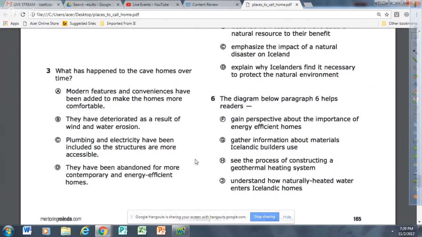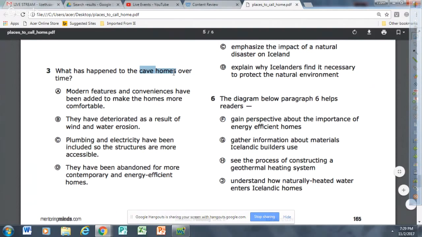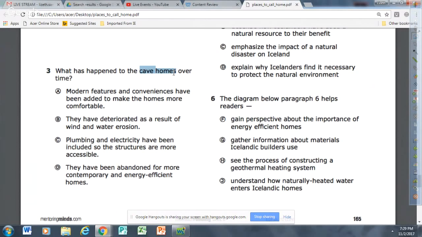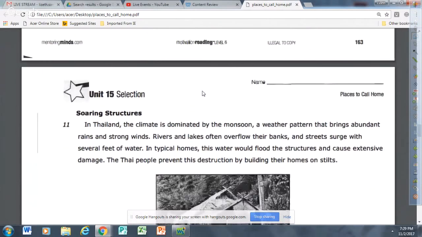So let's look at number 3. Number 3, what has happened to cave homes over time? So I know this is about cave homes, and this is what happened over time. That means it started off one way, and now as time has passed, it has changed. So let me go back to the section that talks about cave homes. You also have a copy of the passage, so you could be looking at that as well. So let's look at the cave homes section and see what has happened to them over time.